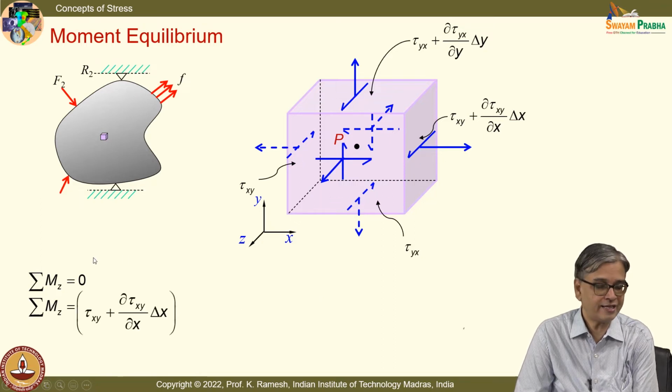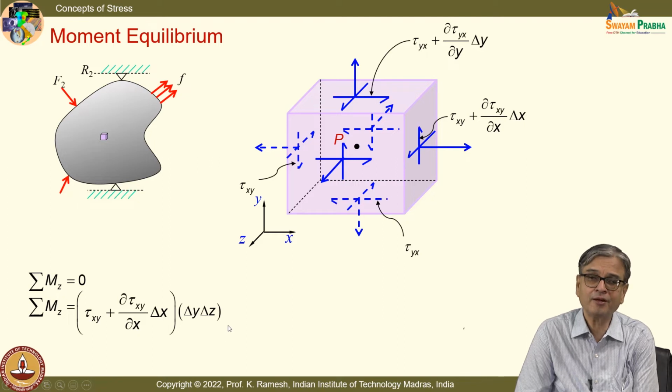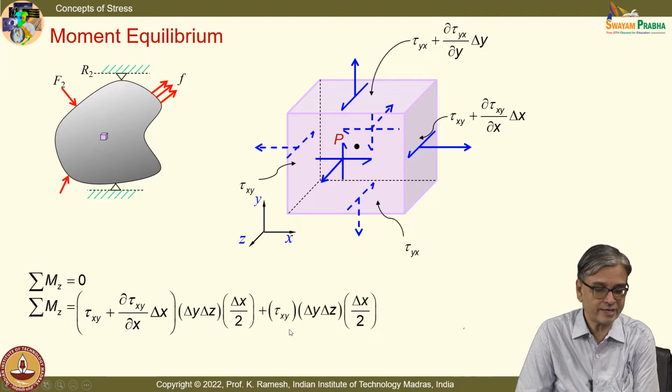So I can write the forces, and I can find out the moment. This is the force: I have the stress component multiplied by the area. What is the moment arm for tau xy? It is simply delta x by 2. And I have the other one as tau xy plus dou tau xy by dou x delta x, multiplied by delta y delta z, with delta x by 2.